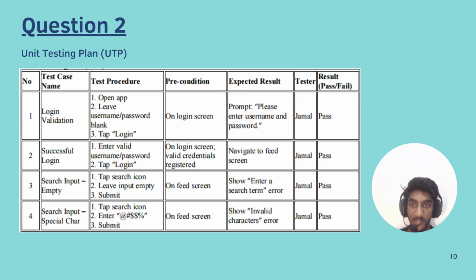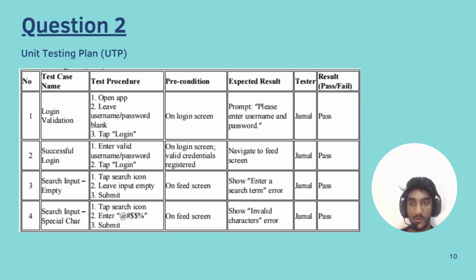For the third one, we have search input empty. The test procedure for search input empty was tap search icon, leave input empty, and then submit. The preconditions are on feed screen, and the expected result for the test procedure of search input empty was it will show "enter a search item" error. The tester was me, and the result was pass.